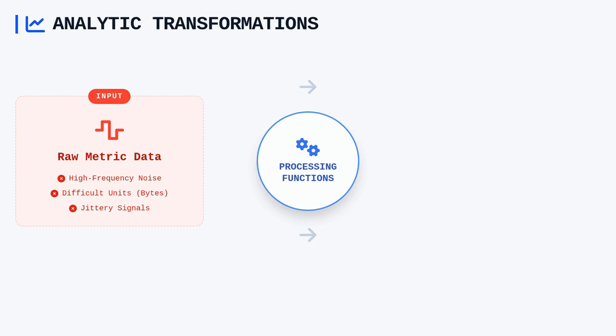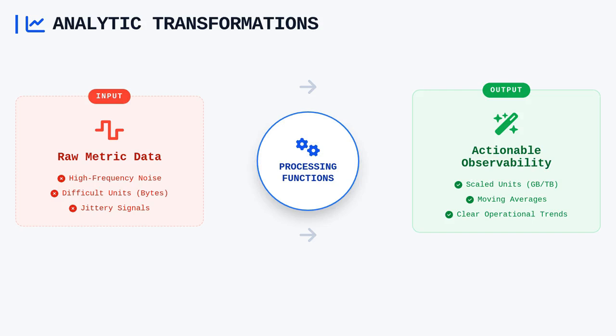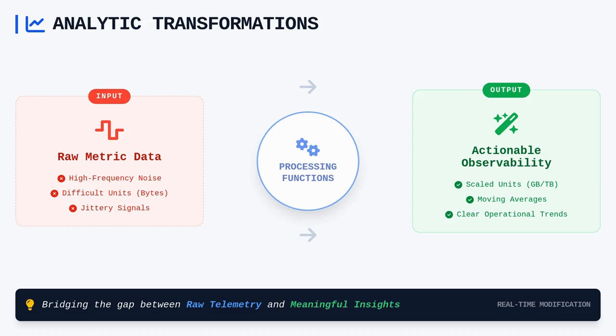Furthermore, we can implement time window aggregations, such as moving averages, to smooth out short-term fluctuations and identify genuine trends. This capability ensures that our dashboards represent meaningful insights rather than the jittery noise that often accompanies high-frequency metrics. By mastering these transformations, you bridge the gap between raw telemetry collection and actionable observability.